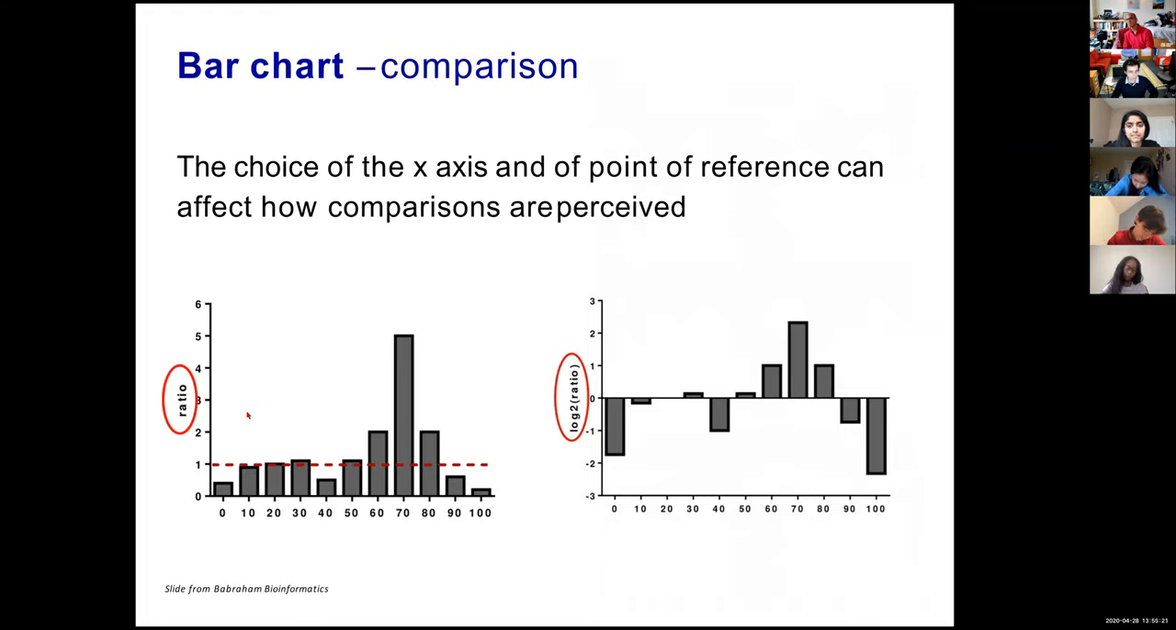You can also plot the log for ratios. That's extremely important because it's symmetrical. So if something drops by 50% or increases by 50%, with the log you can actually show these changes in a symmetric fashion. Whereas if you plot the ratio in a linear scale, that increase here looks way, way bigger than that decrease here, when in fact in log space, they're exactly the same. So the choice of the x-axis and the choice of the point of reference can very greatly affect how the comparisons are perceived. Everybody with me on this one?